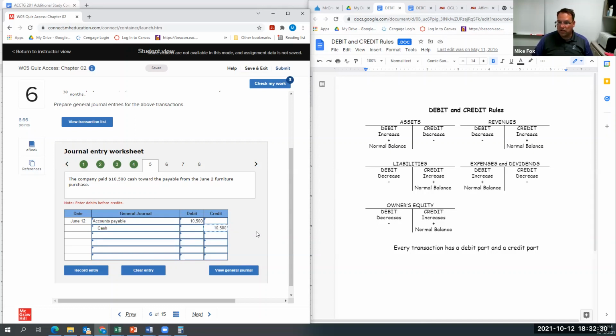Again, if you translate that into normal language, you'd be saying, I'm paying off a debt that I owe, accounts payable, with cash. So my cash is going down and my accounts payable is going down too.